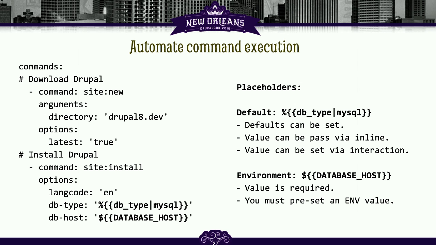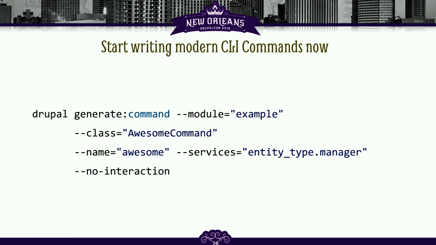The last one, as you can see, is different. This is the dollar sign, not the percent sign. That one will allow you to read environment variables. You maybe don't want to put your credentials in your configuration, so you can put those values in the system environment, and the chain command takes care of the automation of installing Drupal and reading those values from the system. And on the right side, we can see the differences. Again, the percent sign means you can provide a default, you can set it inline, or if not, it will ask you for it. For the other one, the value is always required, if not, it will throw an exception, and the value must be preset via the environment variable.